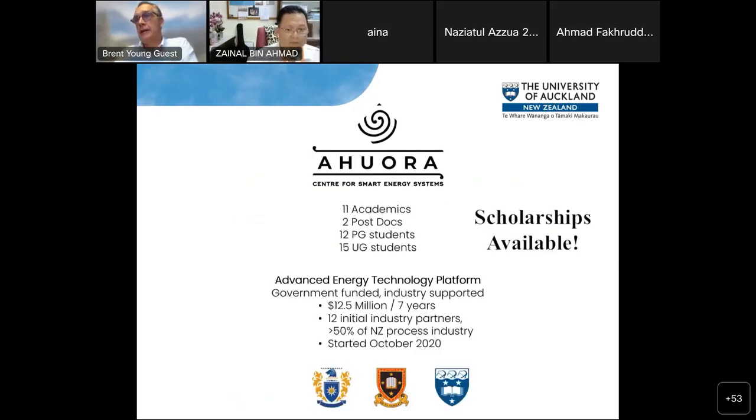The centre itself, Ahu'ora, which is a Maori name, our local indigenous population, the local tribe gifted the name Ahu'ora to the Centre for Smart Energy Systems. It's quite a large undertaking. You can see here the numbers. It involves 3 universities, and because we've got our large industry partner, we can actually rightfully say we've got over 50% of New Zealand's process industry behind the centre.